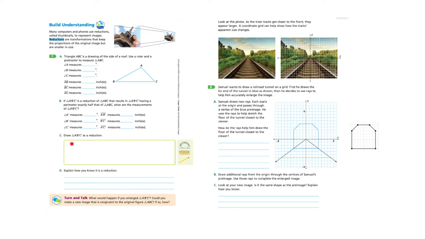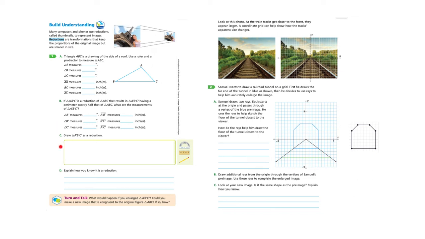So now they want to know the angle measures for your new triangle and then the side measures of each side. So go ahead and do that. Think about that: if the perimeter is half, then what does that tell you about the side lengths if they are to stay in proportion? That's really important. So work on that a little bit.